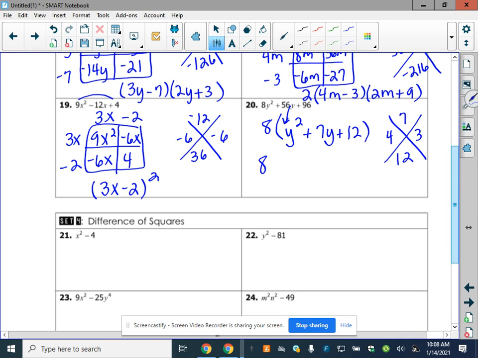Bring down my 8. I can go straight to the final answer since there was a 1 at the beginning. So that's y plus 4, y plus 3. Just make sure you include that 8 in your final answer.